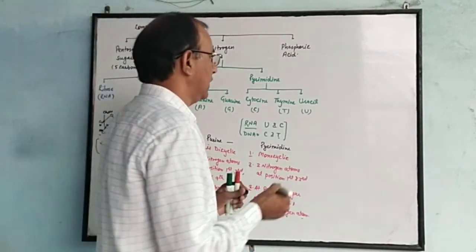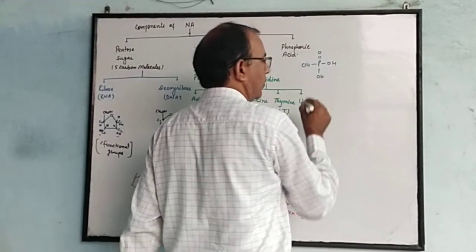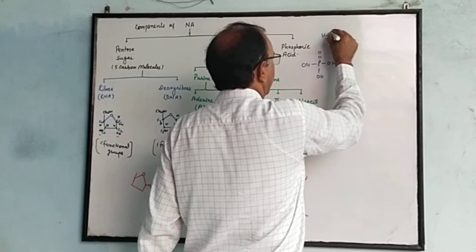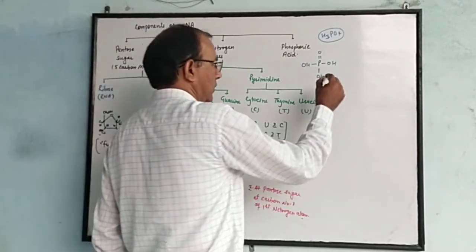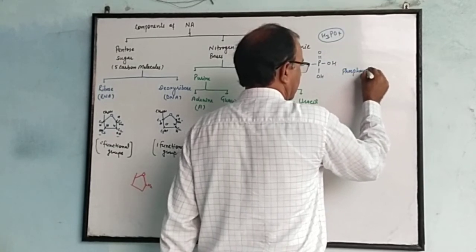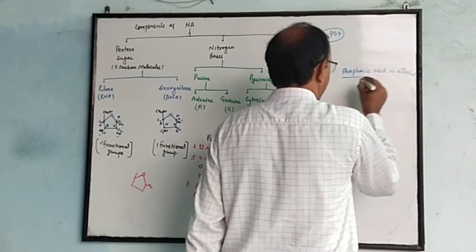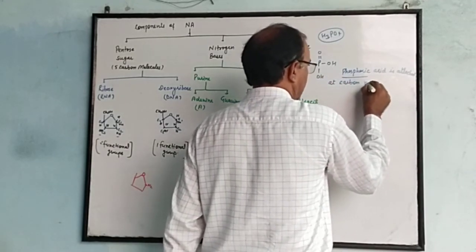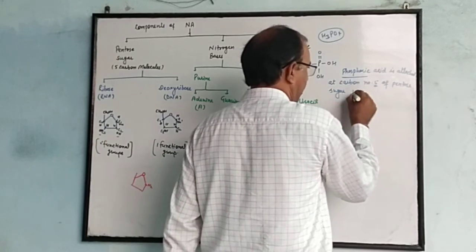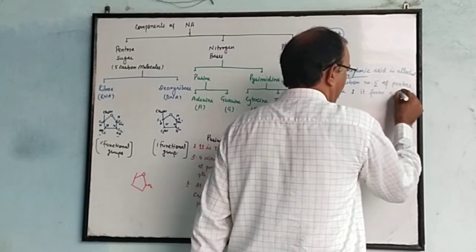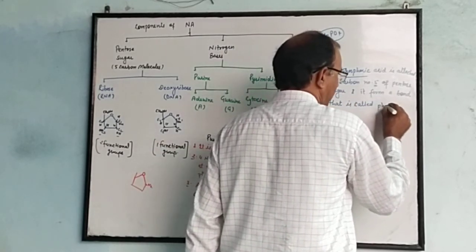And next one is phosphoric acid. Phosphoric acid stands for P, OH, OH, OH and double bond O. It means H3PO4. Phosphoric acid is attached at carbon number 5th of the pentose sugar, and it forms a bond that is called a phosphodiester bond.